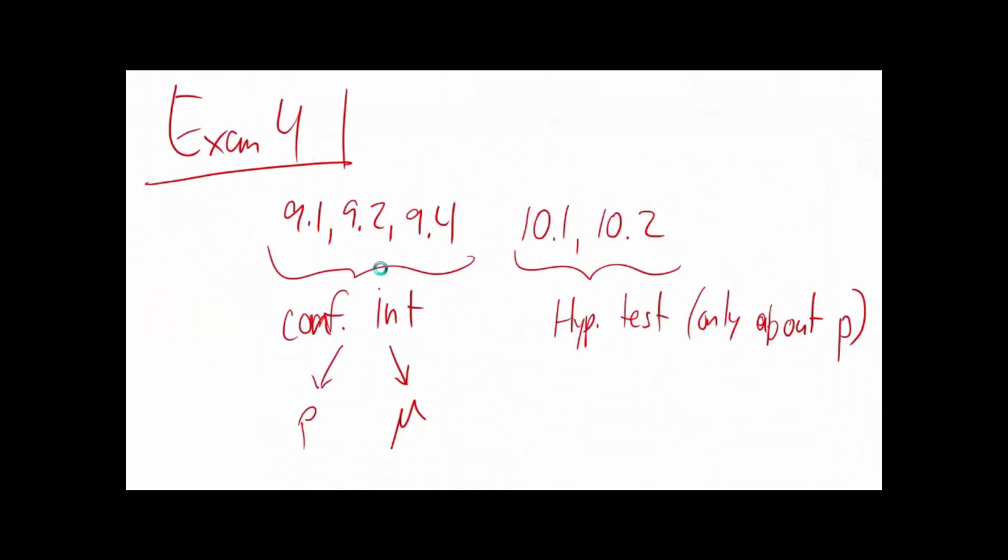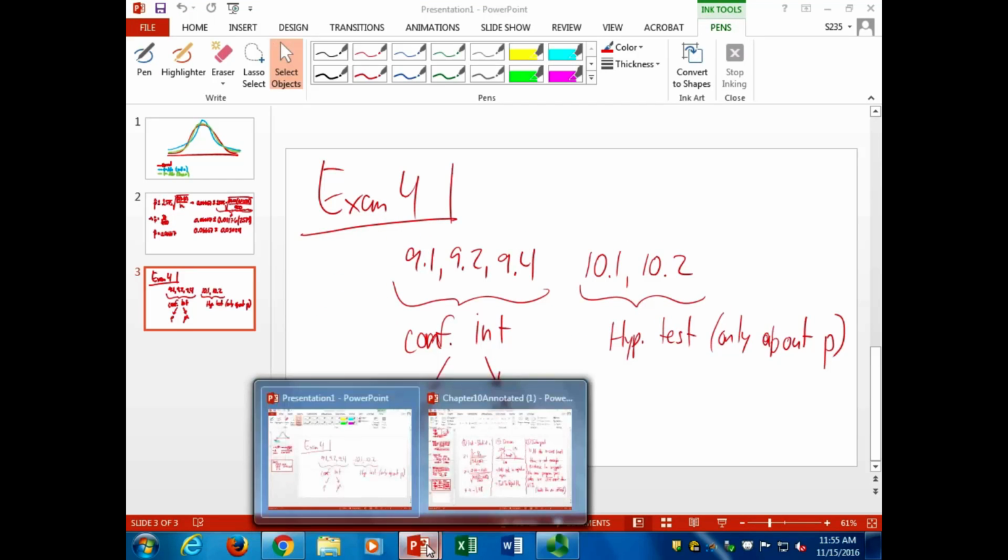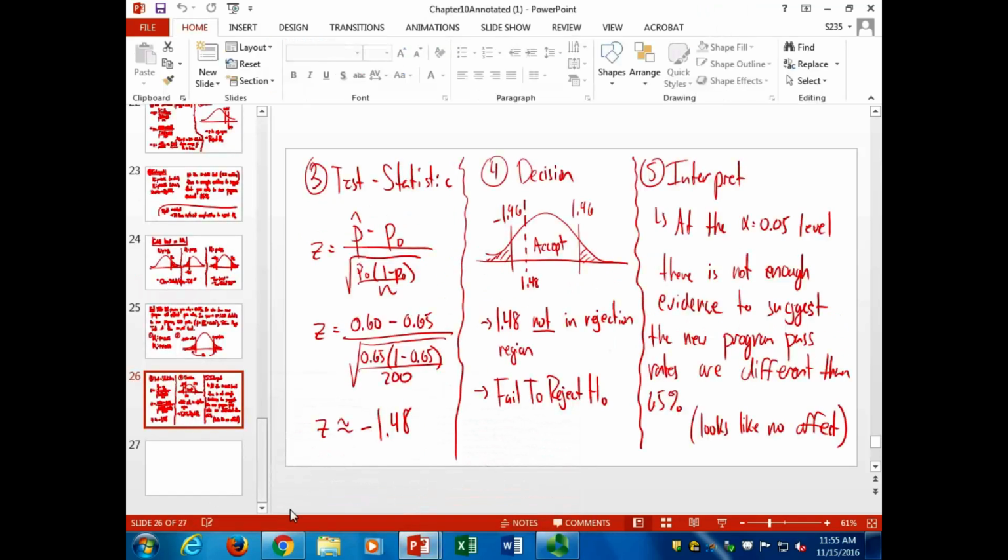Right, so there you go. Confidence intervals, proportion and means. Hypothesis tests only about proportions. We're going to cover hypothesis tests about the mean next week, right before Thanksgiving break. We'll get that out of the way. And then there will be just a few little things I'll include the last week of class. But we're almost done, which is good.